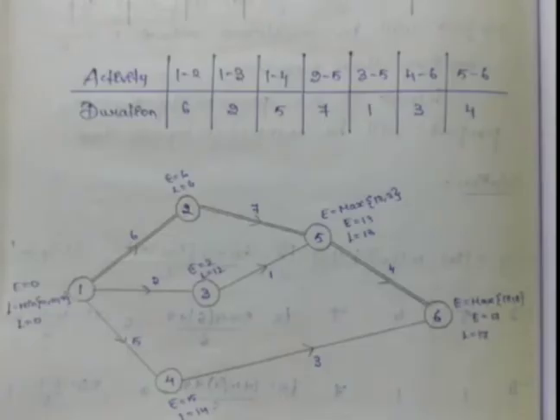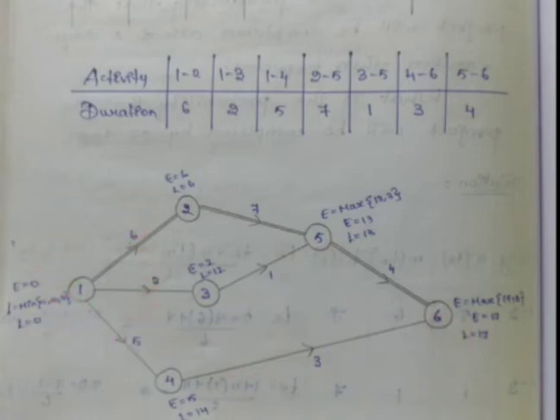Now we have to come to the diagram, that is the network. So here they are given 1 to 2, 1 to 3, 1 to 4. So we have to draw them directly. So 1 to 2, 1 to 3, 1 to 4. The next 2 to 5. The next will be 3 to 5. Then finally we have 4 to 6 as well as 5 to 6. So now we have to start with the first activity.